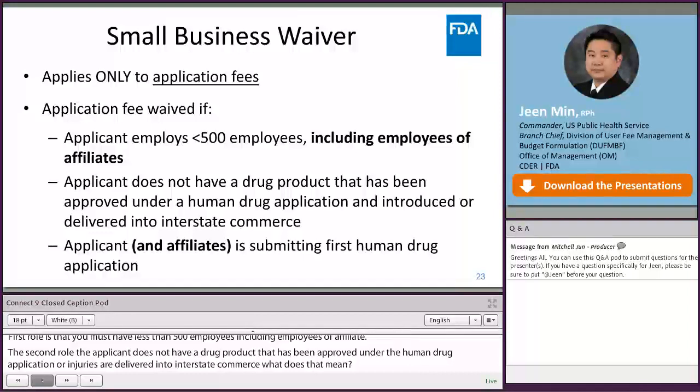This includes affiliates. So some of you might have noticed I bolded affiliates in the first and third bullet, but I didn't bold it in the second bullet. That is not a mistake. The second rule is only applicable to the applicant. It does not apply to affiliates. That's how it's written in the statute. So that's the reason why it's only applicable to the applicant.